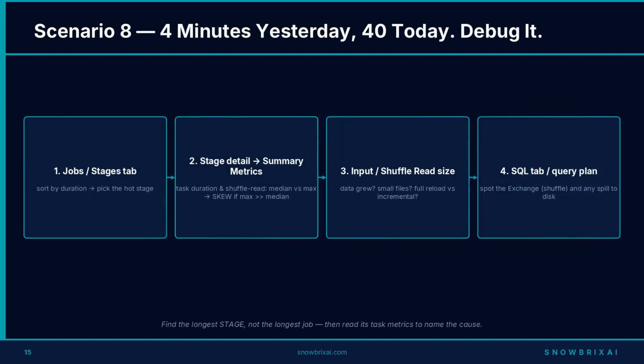Here is my favorite. This job ran 4 minutes yesterday and 40 today. Debug it, do not guess. Step 1: open the Spark UI and find the longest stage, not just the longest job. Step 2: read that stage's task matrix. Is the max far above the median? That is skew. Or is it one giant shuffle? Step 3: check the input size. Did the source data grow, or did a small files explosion hit you?